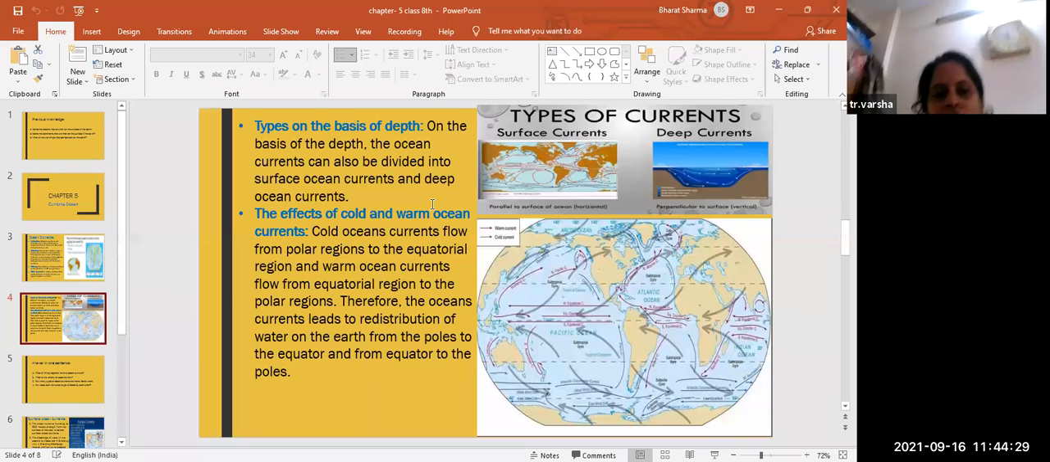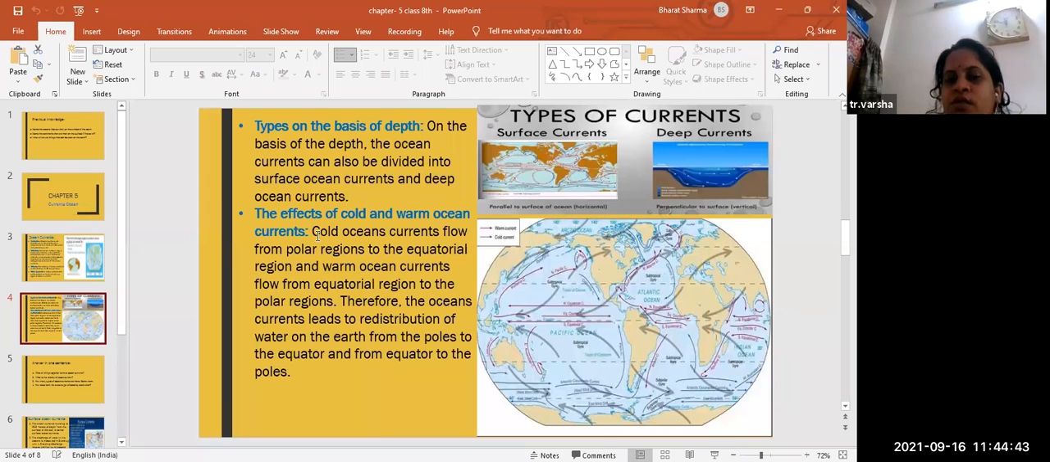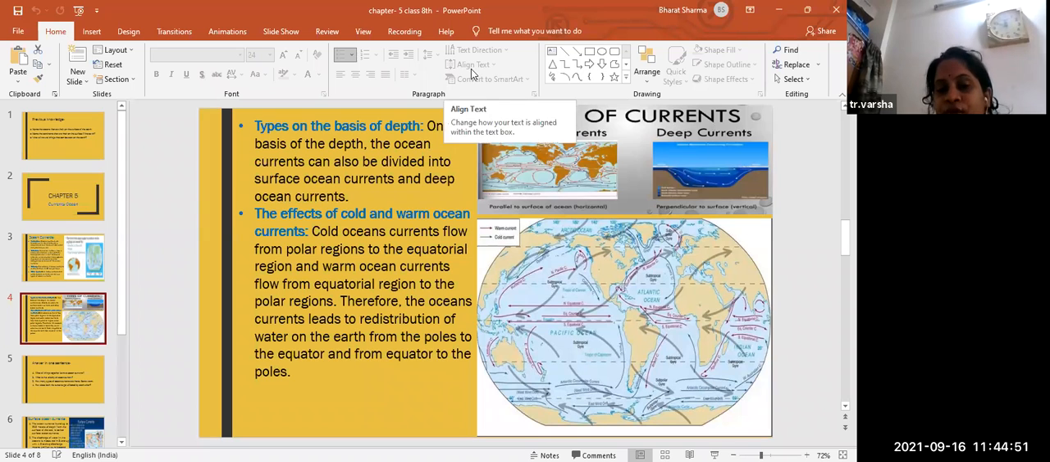So next is the effects of cold and warm ocean currents. What are the effects of these two ocean currents? What are the two ocean currents? Cold ocean and the warm ocean currents. So we are going to see what the effects are, what they are going to do to us, what effect they are going to have on our life on earth or on the earth.